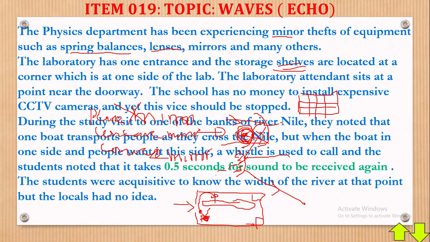Now, this divergence from here up to here is what we call a field of view. The distance between the rays is the area which will be captured, the area which the lab attendant will be able to see. So now we need to decide which type of mirror we're going to use here. With that explanation, I think you can at least think about something.